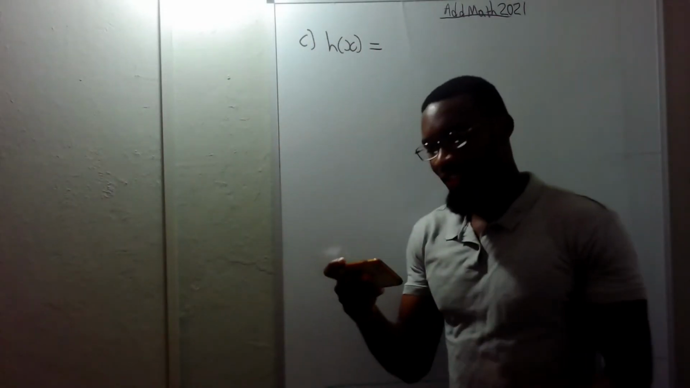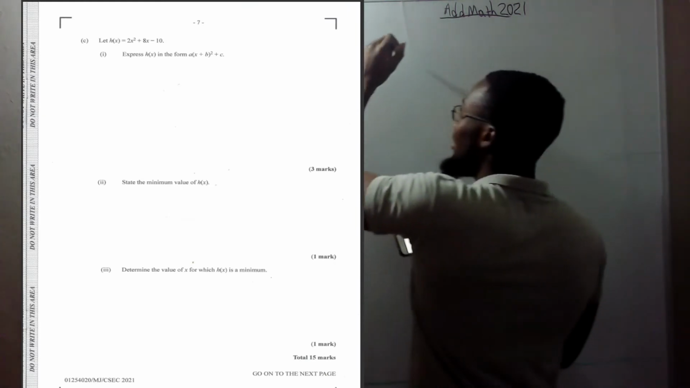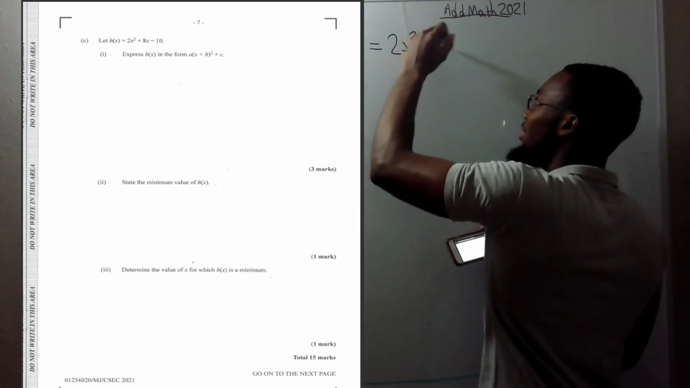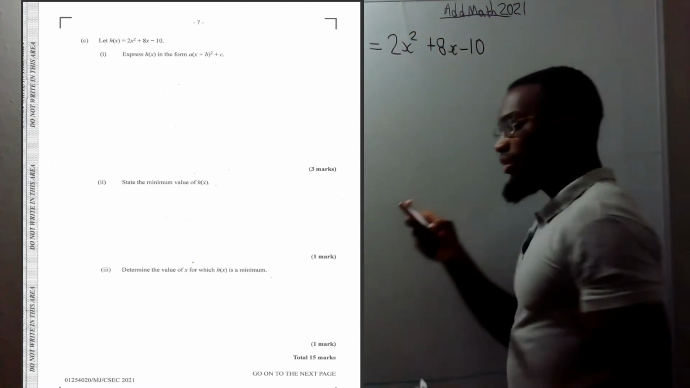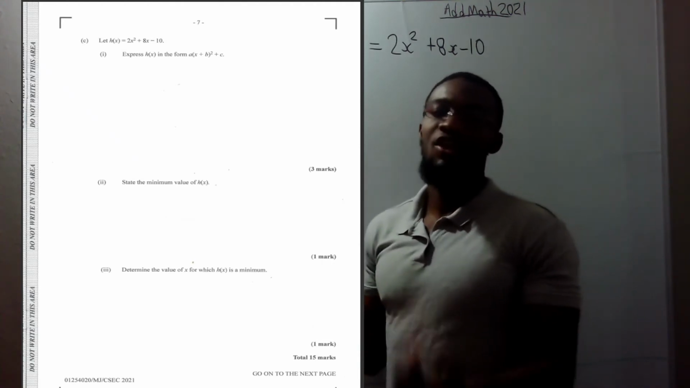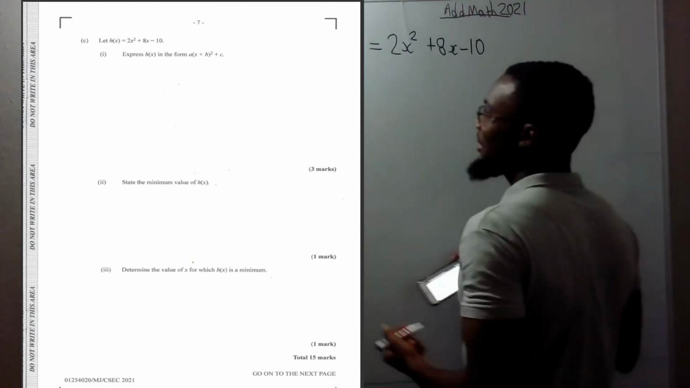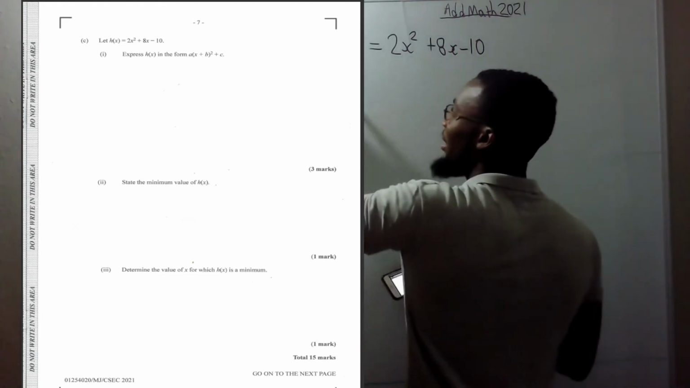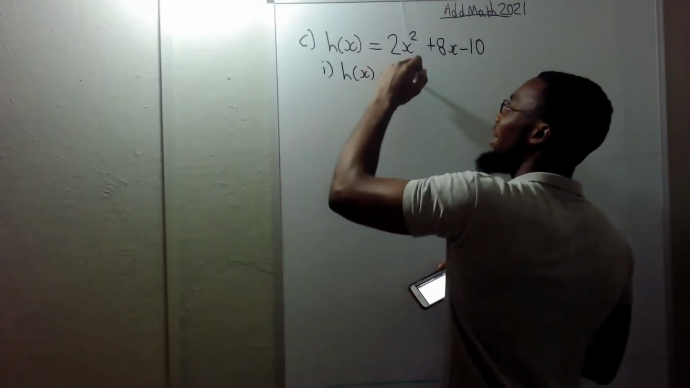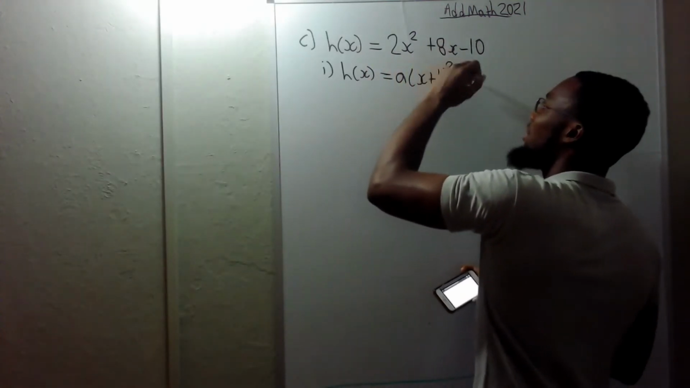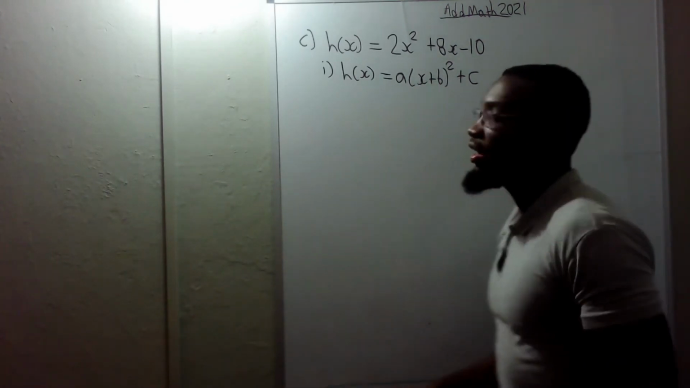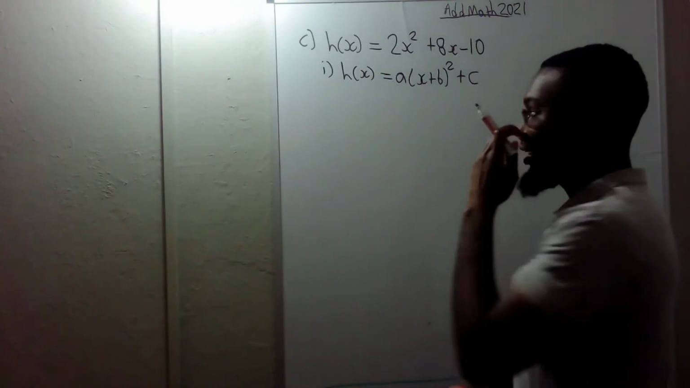Alright guys, now part C, it says h of x is equal to 2x squared plus 8x minus 10. And what they ask us to do is to express h of x in vertex form. So put h of x in the vertex form, that's part I, right? Put h of x in the form a in bracket x plus b squared plus c. So guys, to complete the square, there are 3 ways we can do it. Let's just show off our skills.